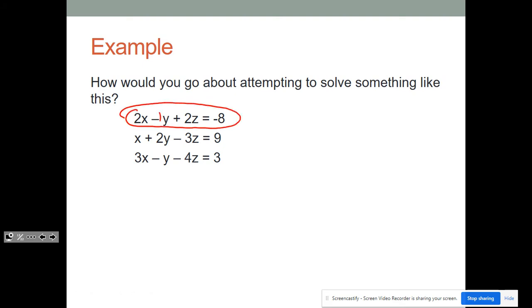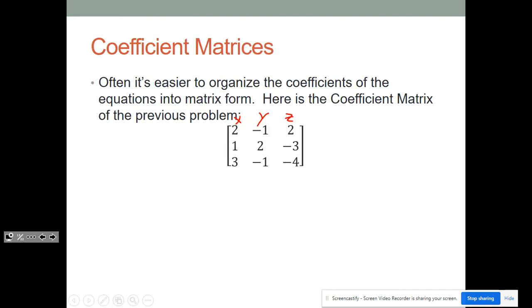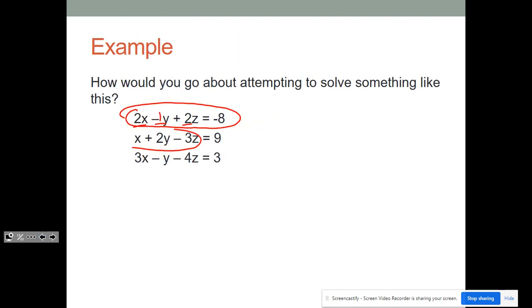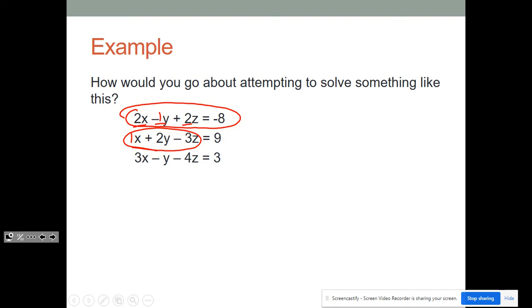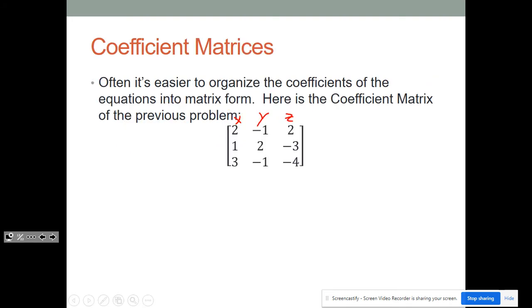So the coefficients were 2, -1, and 2. Notice that's the first row. Okay, and then the second row, these coefficients. So the 1, 2, and -3. That's where they are there. And then same thing with the last equation, the 3, -1, and -4. There they are. So that's called a coefficient matrix. We just take the coefficients and put them in a little table.